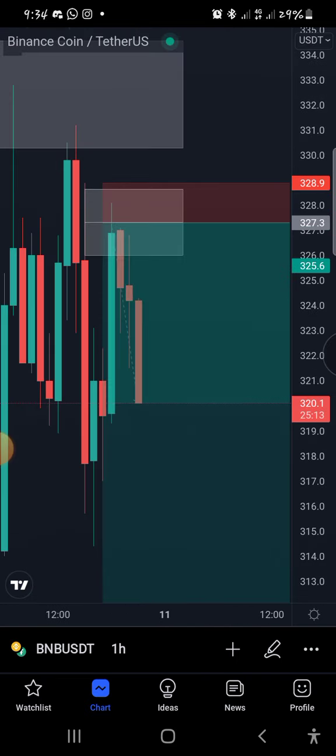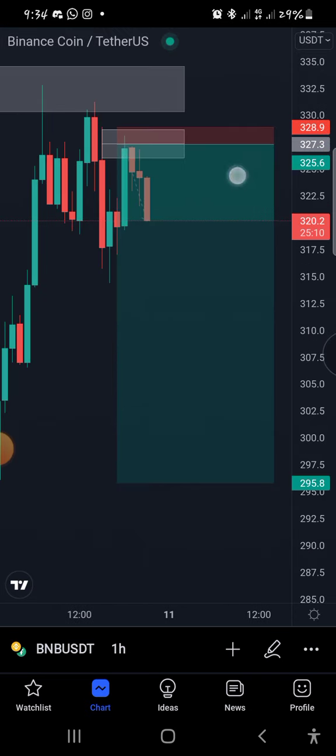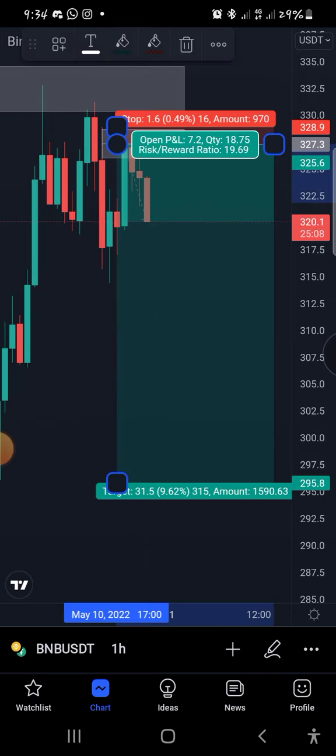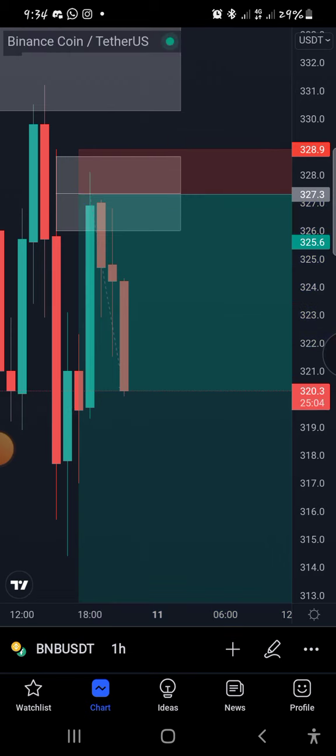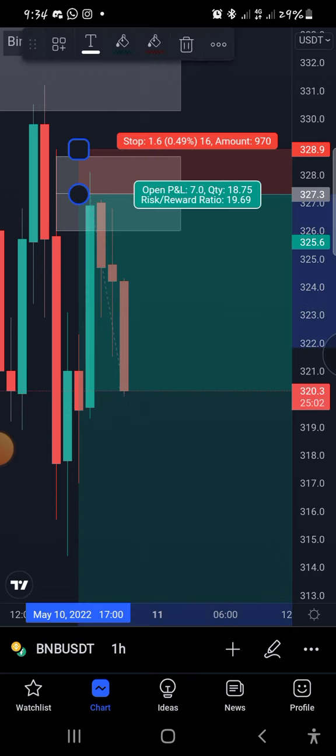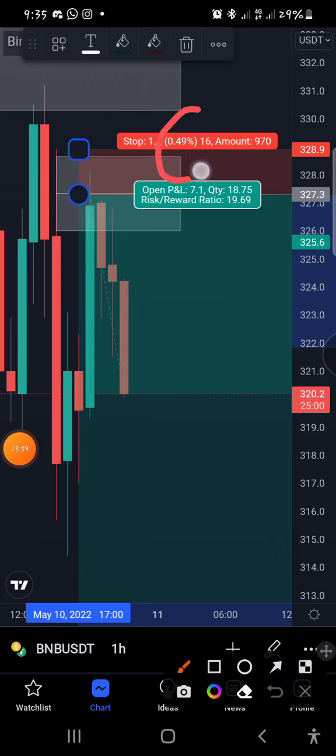Now coming to the side of the loss, now you can see the stop loss is 0.49 percent. As you can see, 0.49 percent. It means if you can see here 0.49, let me circle it. You can see, very, very clean.